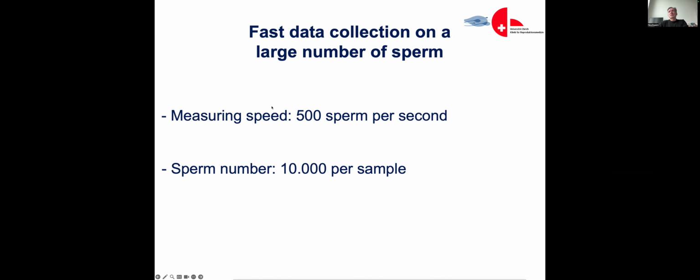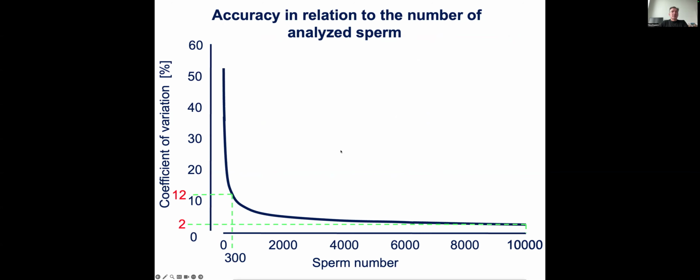Normally, if we are measuring, for example, sperm cells, we are measuring 500 sperm per second. And if we examine one sample, then we are measuring the fluorescent intensity in 10,000 sperm. And it takes about half a minute and not 10 minutes like when you are doing microscopy.